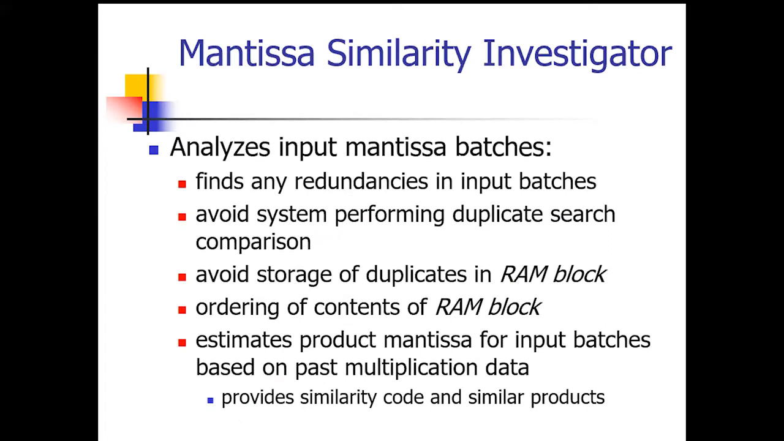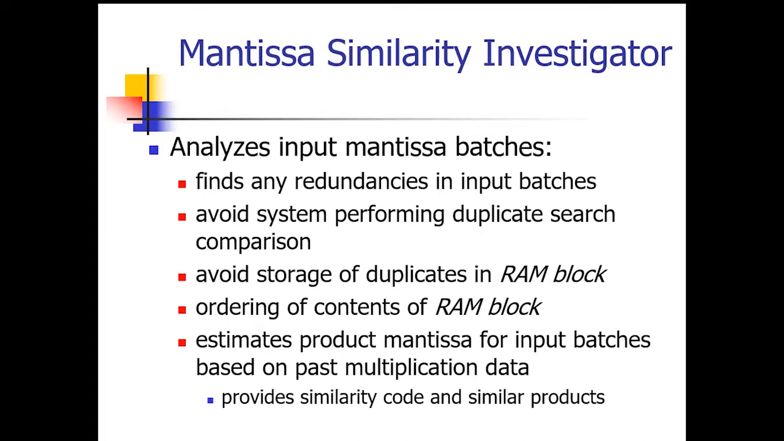A couple of things to note before we go into the actual data path design. With the mantissa batches, the first thing we did was find redundancies in the input batches. If there are redundancies, it doesn't make sense to repeat the multiplication operation over and over for similar batches of data. So we find the redundancies, compute the product, and then share the mantissa product amongst the overall result of all the batches, basically.